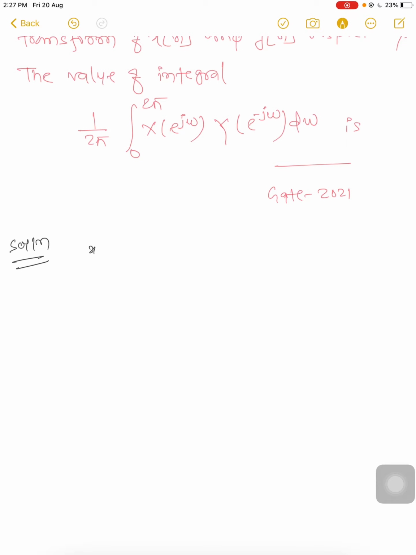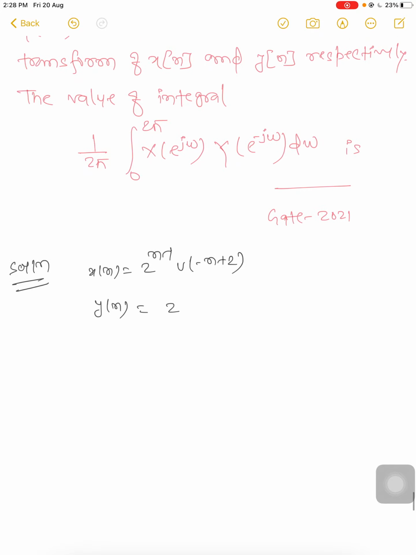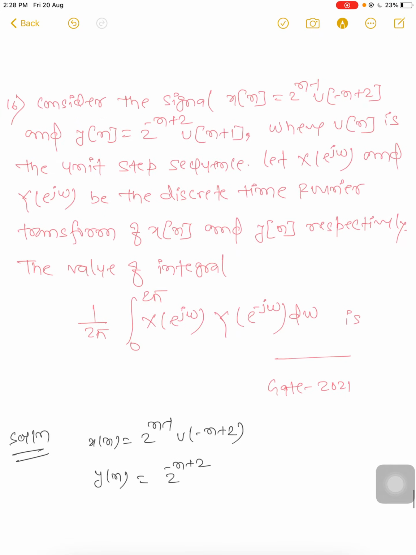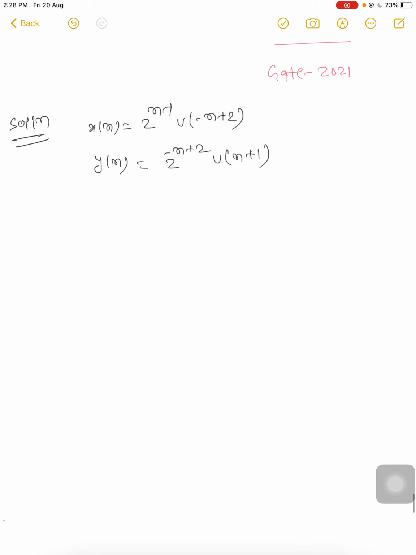Okay, so x[n] is equal to 2^(n-1) u[-n+2], and y[n] is equal to 2^(-n+2) u[n+1]. So y[-n] is equal to 2^(n+2) u[-n+1].